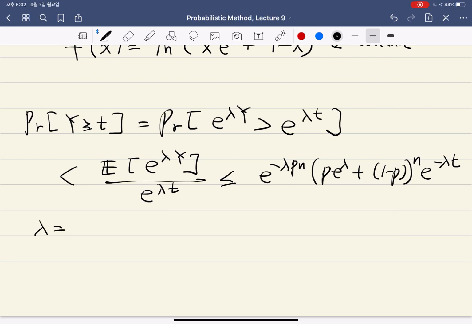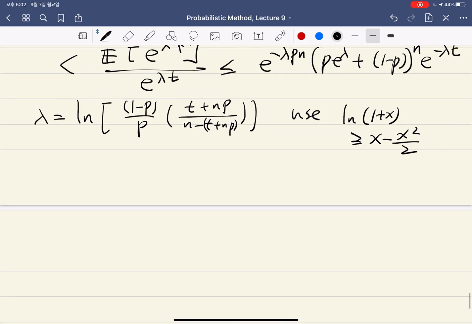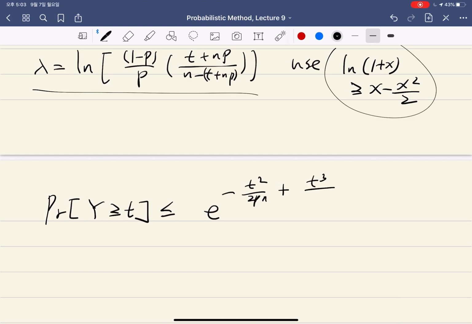And we put in the appropriate lambda, some expression, and use some inequality. I will not write all the calculation here. We use this inequality and then we plug that in. Then what we have is this inequality.